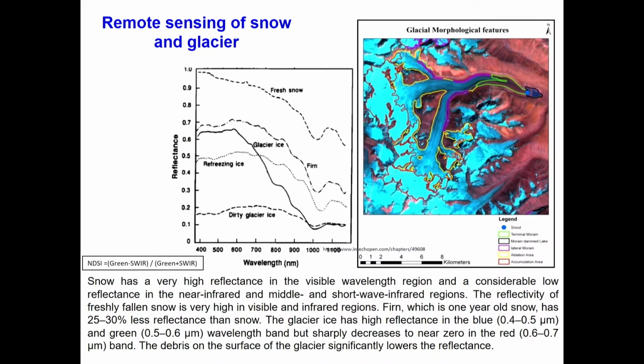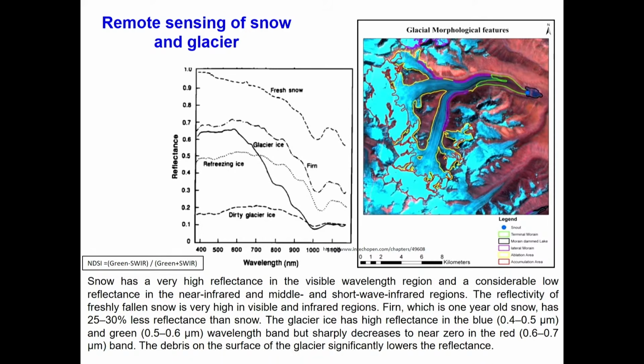Now coming to one more aspect, it's snow and glacier also. Snow and glacier lake outburst kinds of disasters are also triggered in this. So snow has a very high reflectance, as you can see in this particular diagram, in the visible wavelength region, and a considerably low reflectance in the NIR, mid and shortwave infrared regions. It has a low reflectance in those, and in visible it has a very high reflectance.